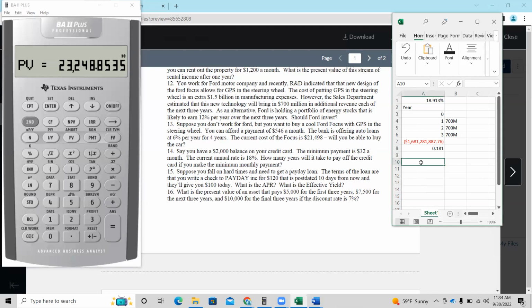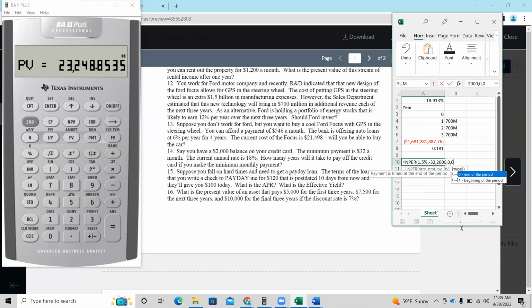Okay. So let's do that over here in Excel. Again, we're solving for the number of periods. My interest rate is 18% per year. However, I need to divide that by 12 to get a monthly rate. I can do that in my head. That's 1.5% per month. The payment is -32. The present value is 2,000. The future value is 0. I'm going to compound at the end of the period again. At the end of every month, the interest will compound.